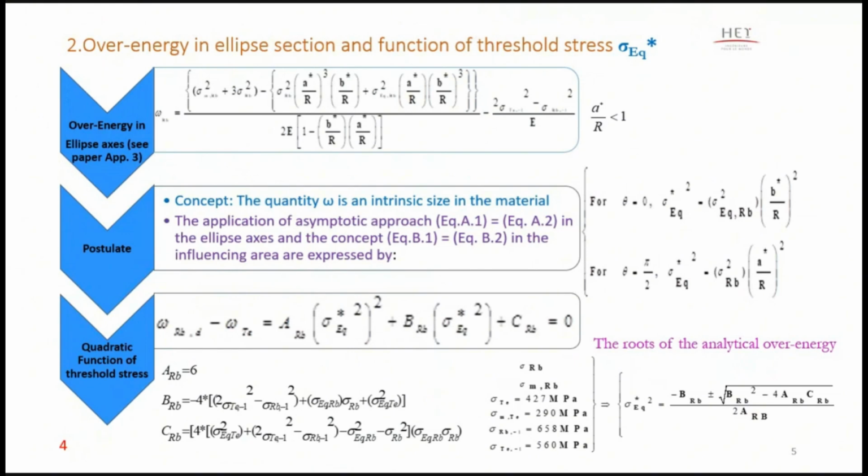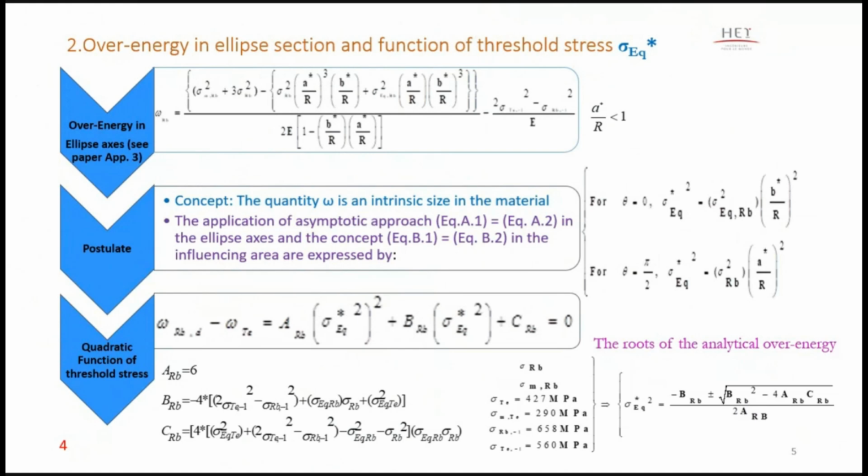The demonstration: we can have this expression with the application of the asymptotic approach. You have this asymptotic approach for theta equal 0 or theta equal pi under 2.